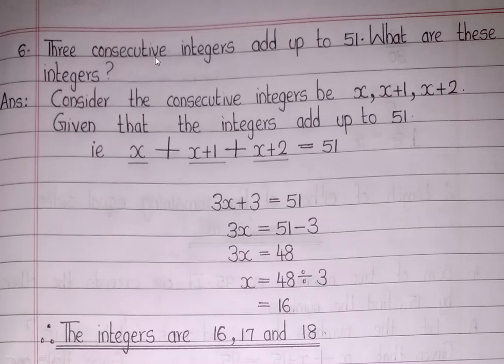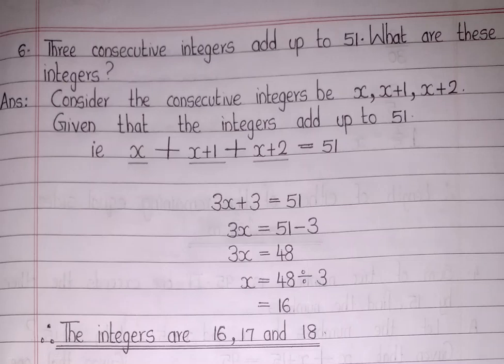Notice the word consecutive, that is the numbers which come next to next. When you see the word consecutive, you should take the integers as x, x plus 1, x plus 2. When you get a question about consecutive integers, always use the variables x, x plus 1 and x plus 2. Here you are asked about 3 consecutive integers. That's why we are taking x, x plus 1, x plus 2.